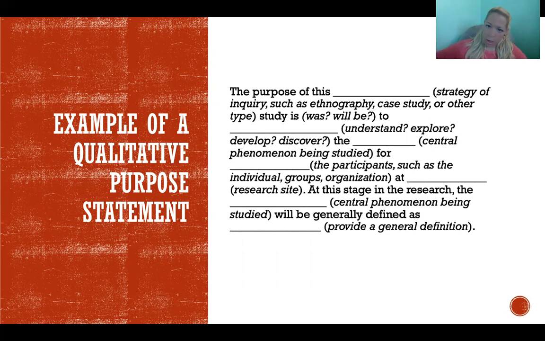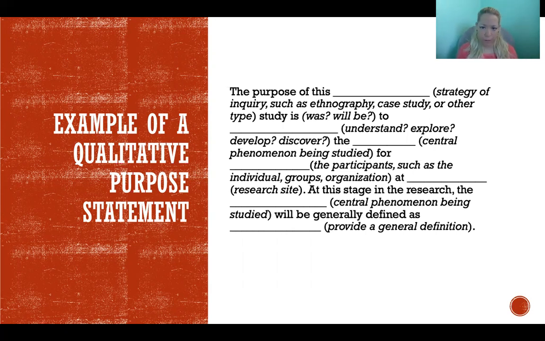Understand, explore, develop, discover what is the central phenomenon? So you're trying to understand the phenomenon. So you're going to state what that phenomenon is and here are the people we're studying.